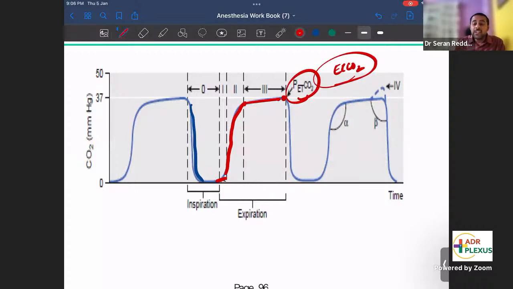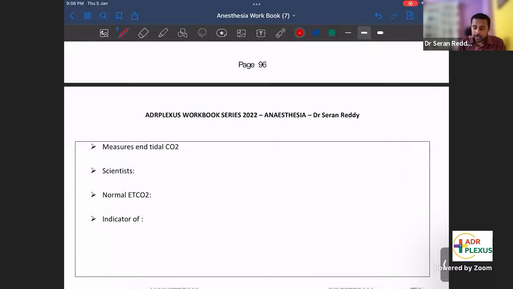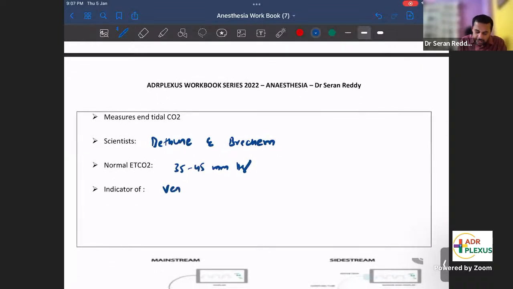Now, what are the uses of this capnography? It measures end tidal CO2. The scientists are again Bethune and Brechen. This was a question way back asked in 2016. And normal EtCO2 is 35 to 45 mmHg. And this is an indicator of ventilation, metabolism, and pulmonary blood flow.